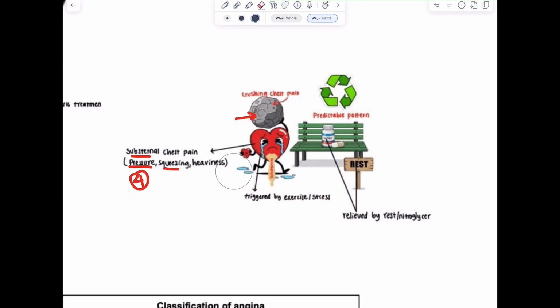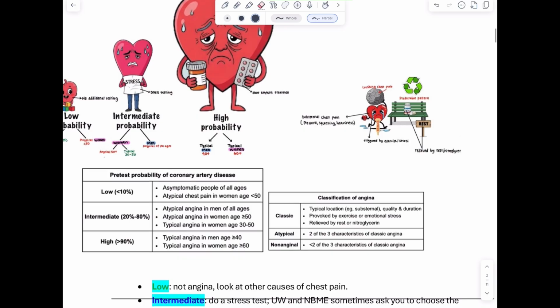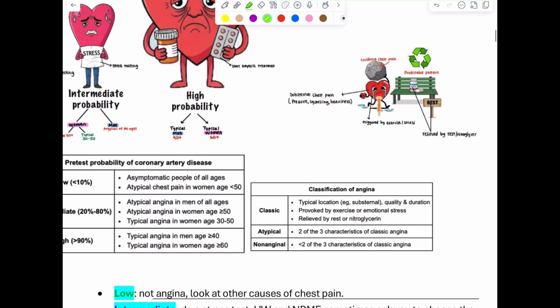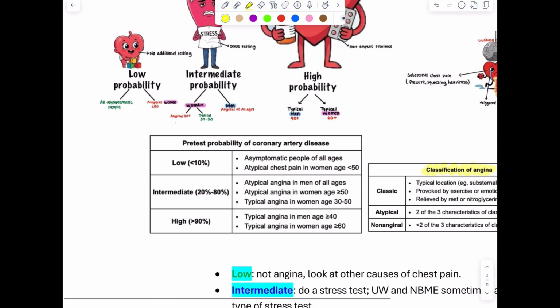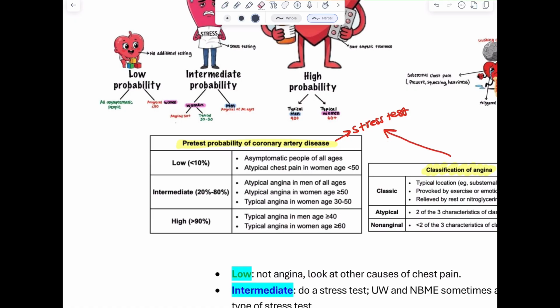This is important. Why? Because we're going to talk about what atypical angina pain is and what non-anginal pain is. So this is all going to make sense at the end when we talk about the pretest probability, which is going to tell you if you need to do a stress test. Okay, so this is all leading to this, but we're not going to get ahead of ourselves. We're just going to be here.